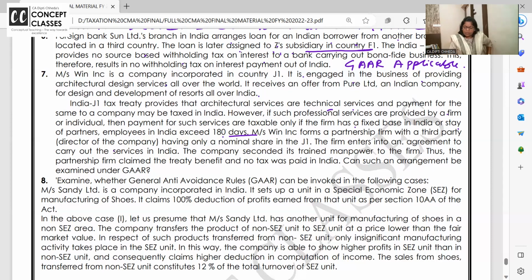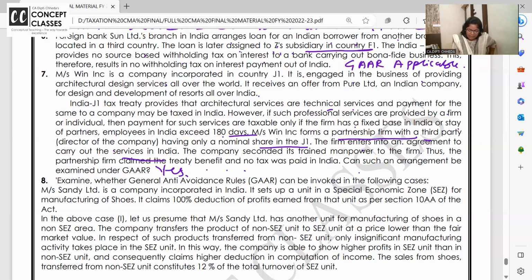So Wink Incorporation forms a partnership firm with a third party having only nominal share in the J1. The firm enters into an agreement to carry out the service in India. The company seconded its trained manpower to the firm. कंपनी से ट्रांजैक्शन करूं तो कंपनी को टैक्स पे करना है. कंपनी ने एक पार्टनरशिप फॉर्म बनाई, खुद ही मैन पावर दिया, and they are asking me to do the transaction with the firm. Does the partnership firm claim the tax benefit and no tax paid in India? Can such an arrangement be examined under GAAR? Answer is yes.